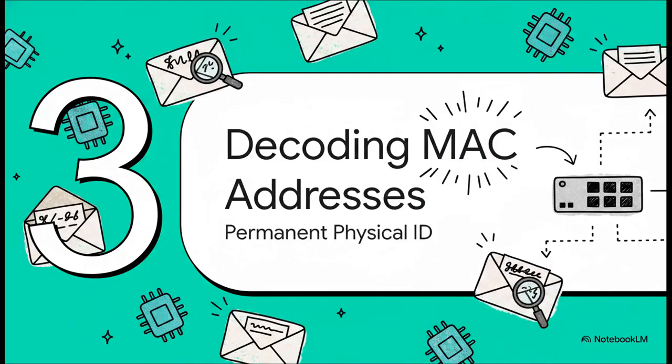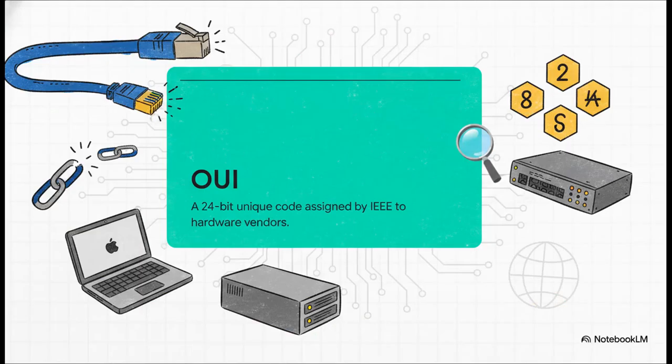All right, Section 3, decoding MAC addresses. Let's zoom in a bit on those permanent physical street addresses written on our envelopes. Every single device needs a permanent, unchangeable fingerprint, and this begins with what's called the OUI, or Organizationally Unique Identifier. It's this 24-bit code assigned strictly to hardware vendors by the IEEE. So whether it's a massive Cisco switch or just your everyday Apple laptop, their network interfaces start with a specific identifier.